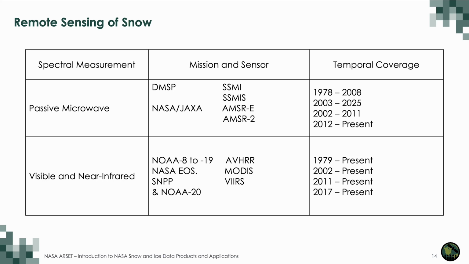We reviewed remote sensing missions and sensors. So for different temporal coverage and spatial coverage, they provide snow data. We saw that passive microwave and visible and near infrared spectral measurements are used, and for your reference, satellites and sensors are listed here with their corresponding temporal coverage.